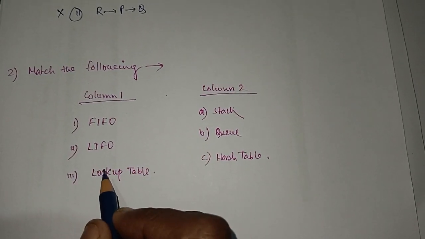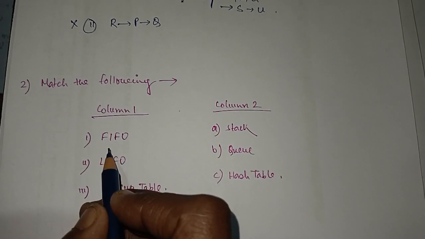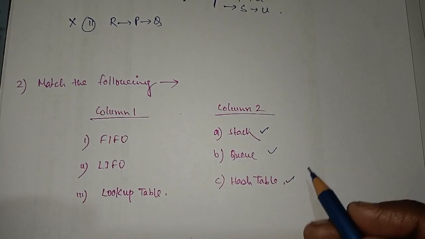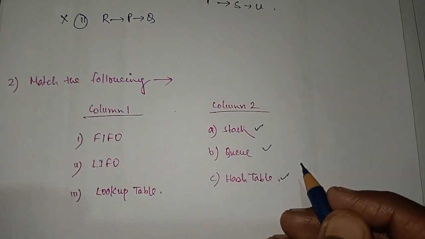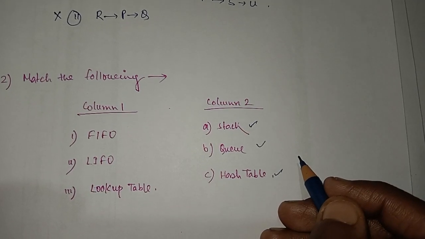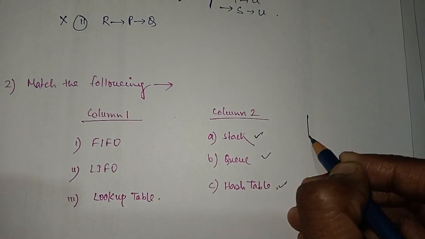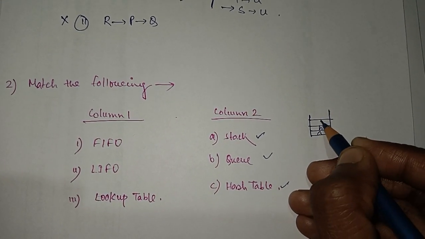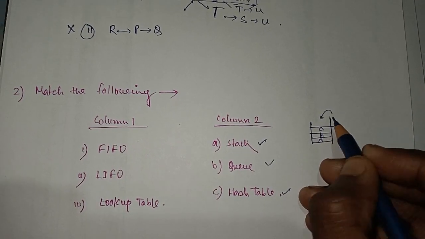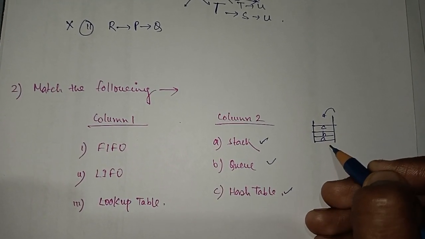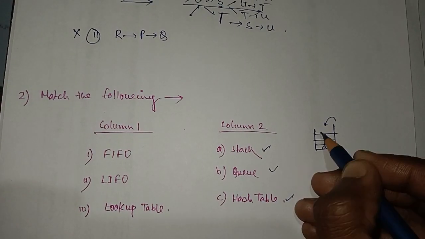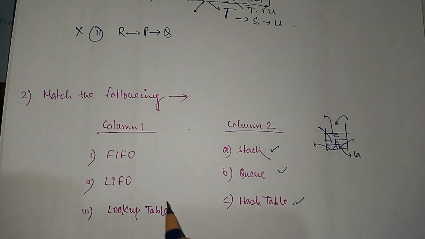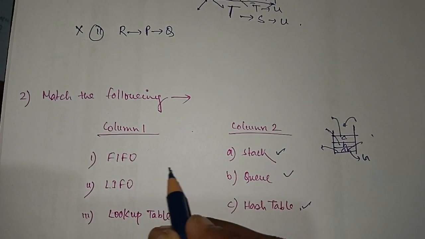Another question came up in the data structure part. We have to match the following: stack, queue and hash table. These three are data structures, so which maintains which type of ordering? Stack means we have to arrange this way. The element that came first is popped out last. We pop out C first, then B, then A, but we push A first. So this stack follows the last in, first out data structure.